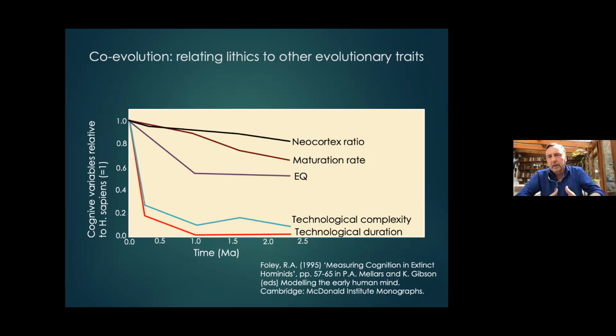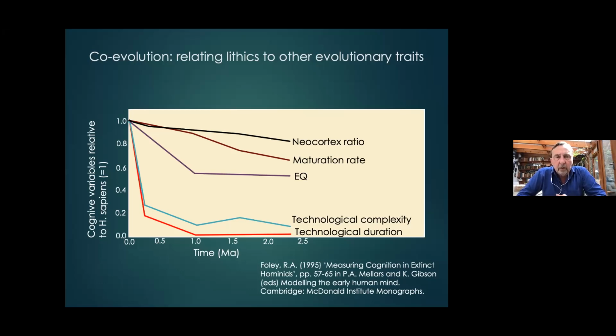And then we can think of the technological components. So we've got here technological complexity, which is taken from a very old paper of Glyn Isaac, the number of identifiable types, or we can take technological duration, which is how long archaeological taxonomic units last. And in this case, they're all keyed into a modern human standard, or current standard. And there's only one point to make here: they each show a different pattern.